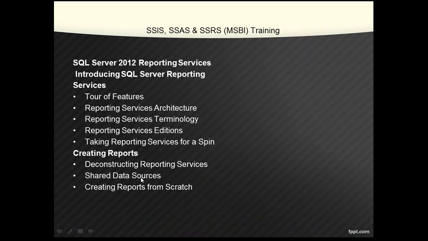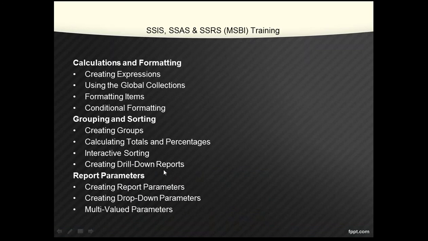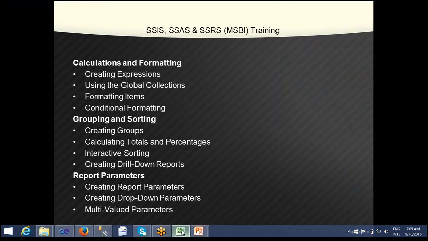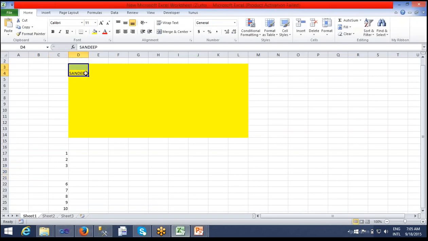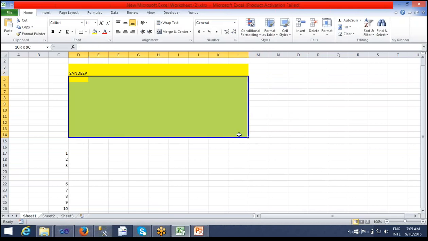How can we create our report? How can we create our drill down report? How can we pass the parameter? Passing the parameter means, for example, if you pass the name Sandeep, related information should come in your report. That report you can export to PDF or Word format. That report you can mail to users.